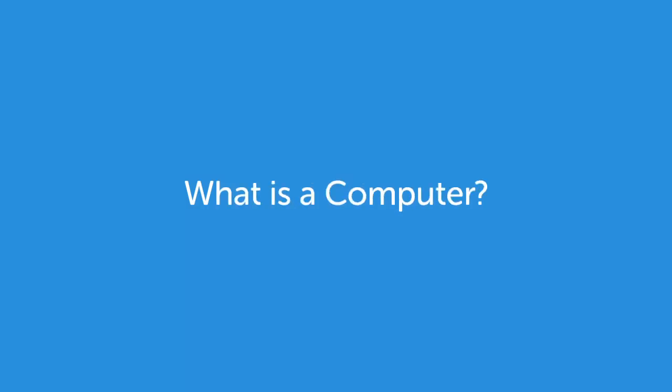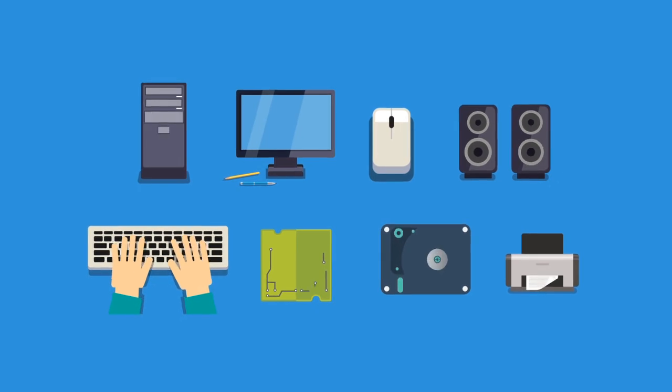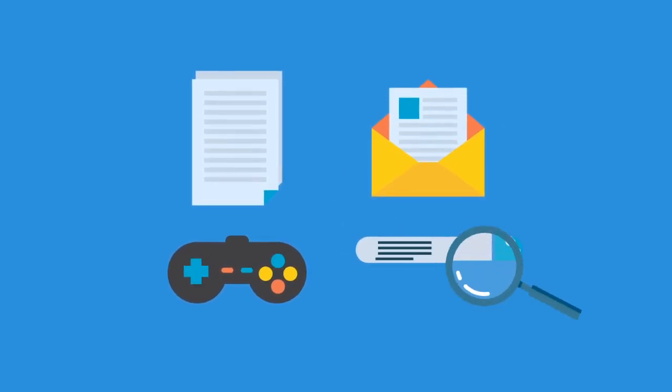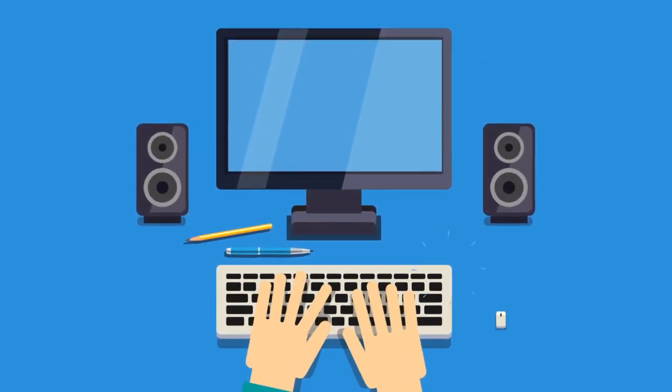What is a computer? A computer is a system of many parts that work together. Computers can be used to write a paper, play games, email a friend, find information, and so much more. Hardware. The parts of a computer that you can actually touch are called hardware.